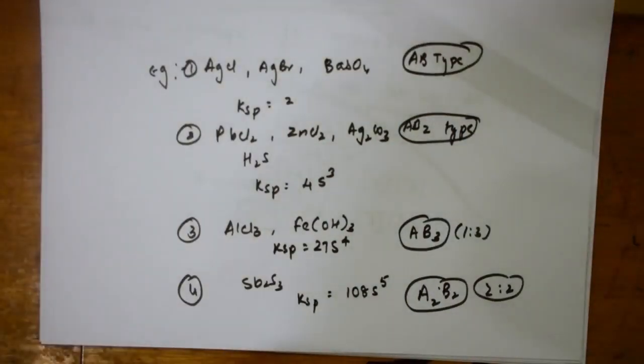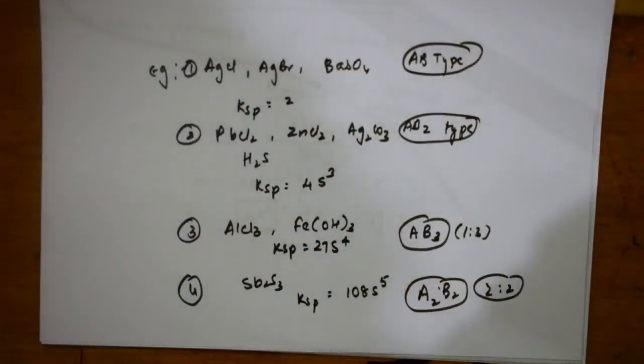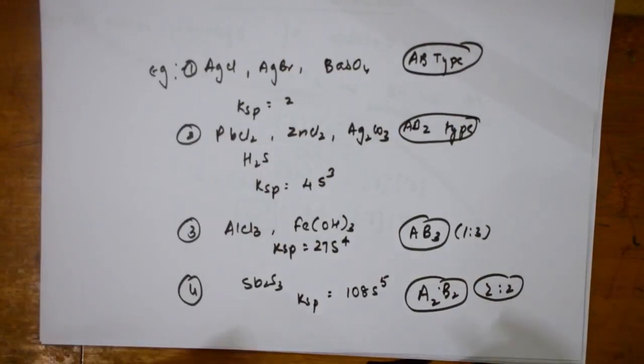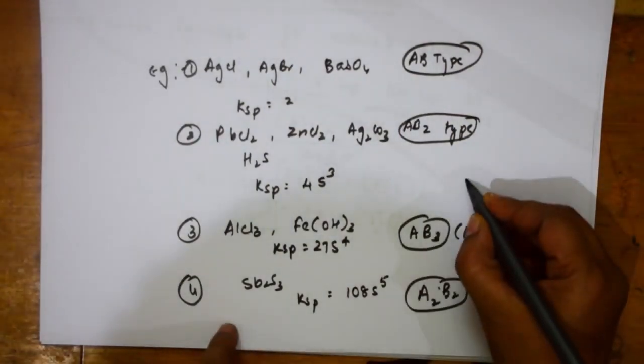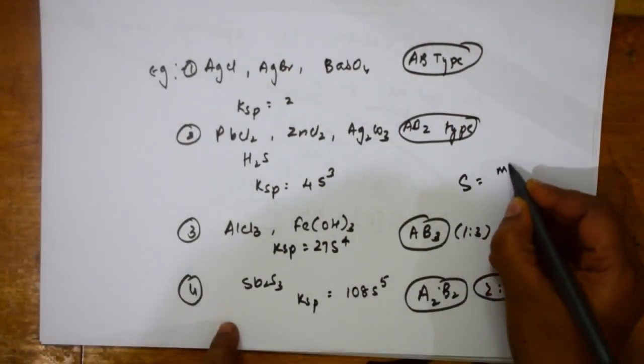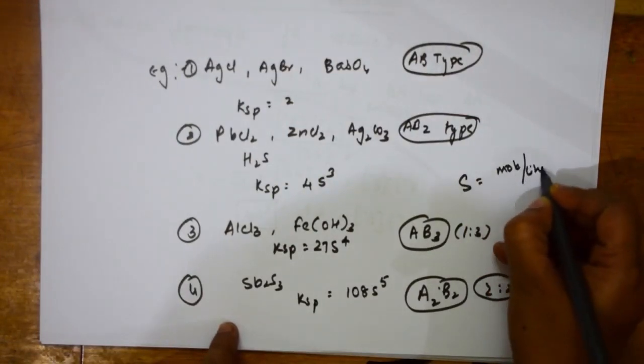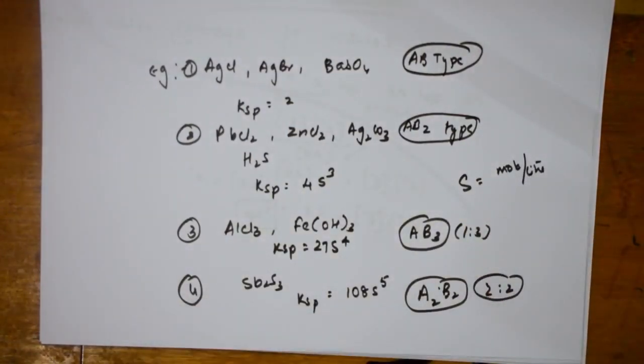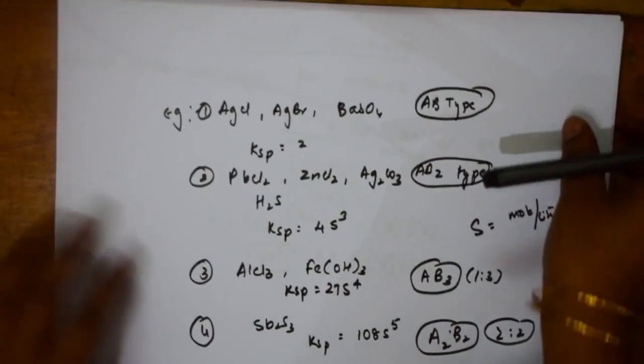So s is the solubility, correct? What is the solubility unit? Solubility s is in mole per liter. This is how you are going to learn the solubility product. Simple, isn't it? Now let us come back and do one more concept.